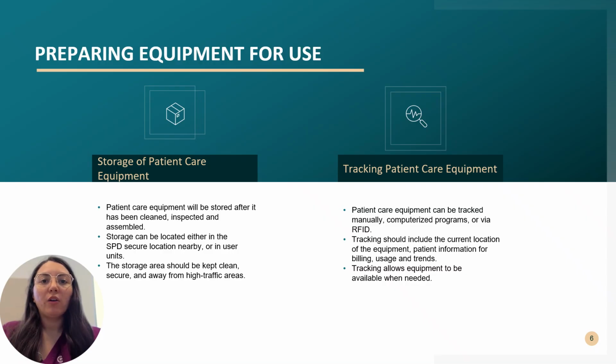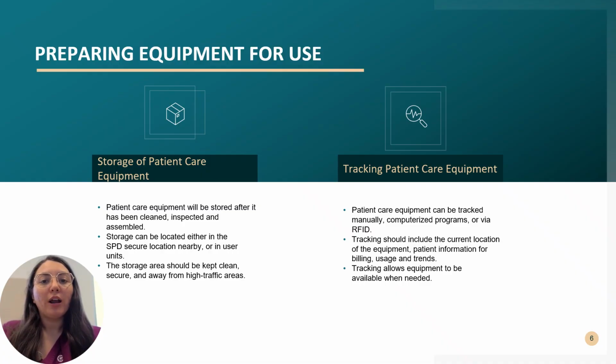Storage of patient care equipment. Patient care equipment will be stored after it has been cleaned, inspected, and assembled. Storage can be located either in the sterile processing department, in a secure location nearby, or in user units. Having equipment in the user unit may make it more accessible for patient care staff, which reduces wait times on equipment that is needed immediately. The storage area should be kept clean, secure, and away from high traffic areas, such as hallways and visitor areas.